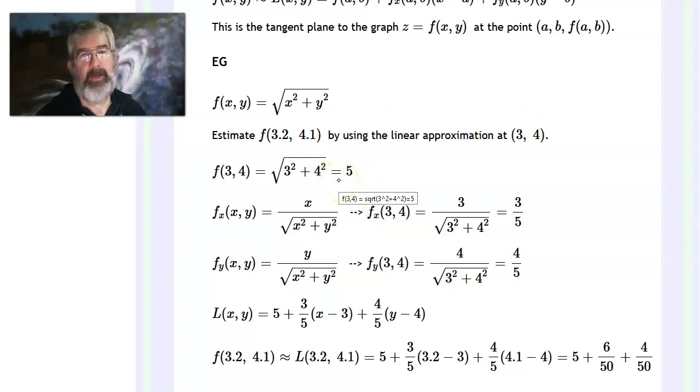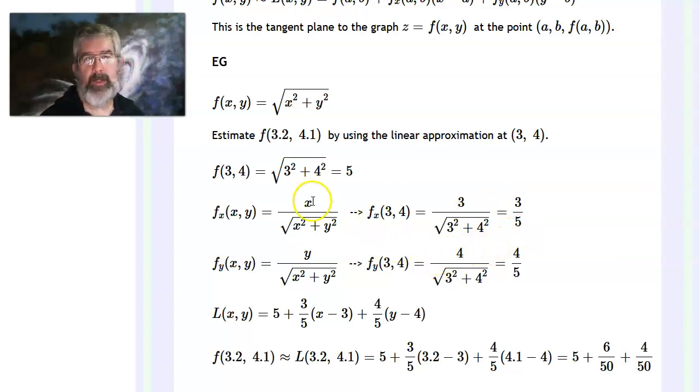The partial with respect to x of this function, I'm thinking of this to the half power, so it's 1/2 this thing to the minus a half times the derivative of the inside, which I'm taking the partial with respect to x, so I just get a 2x. The 2 and the half cancel out, and there's my partial with respect to x. When I evaluate it at the point 3, 4, plug the 3 and the 4 in for x and y, and I get 3/5.